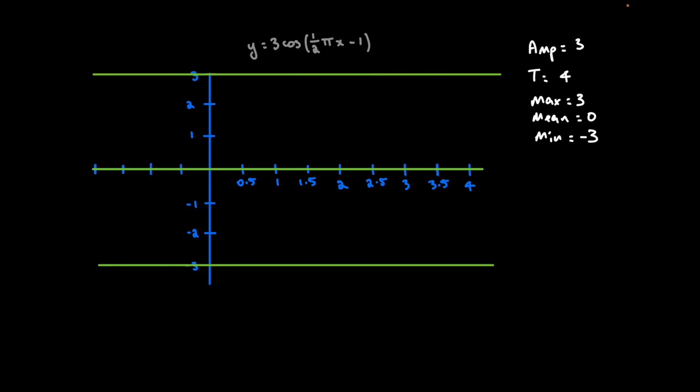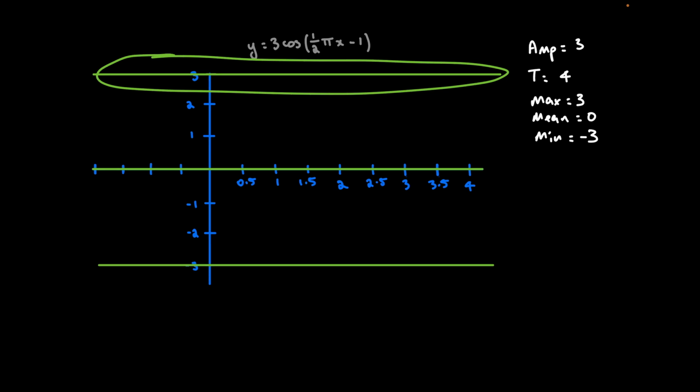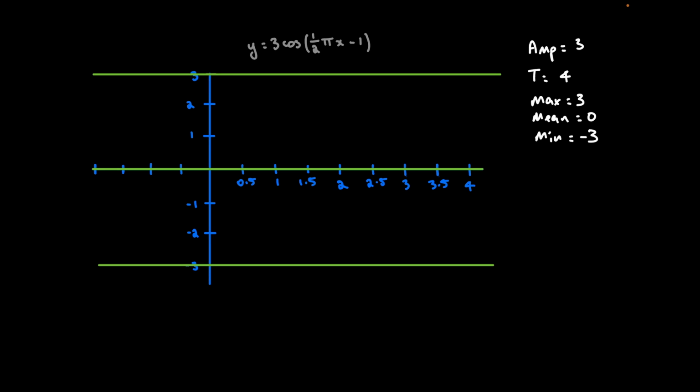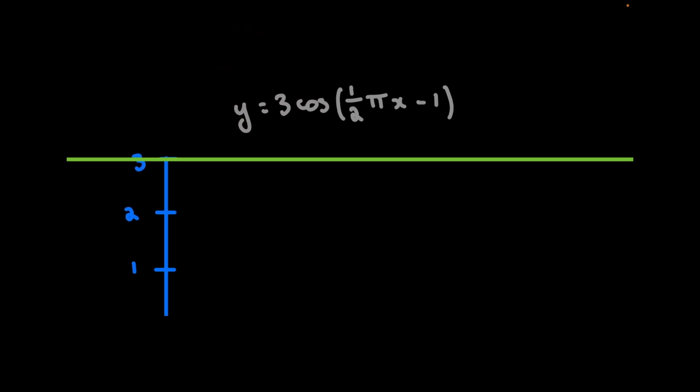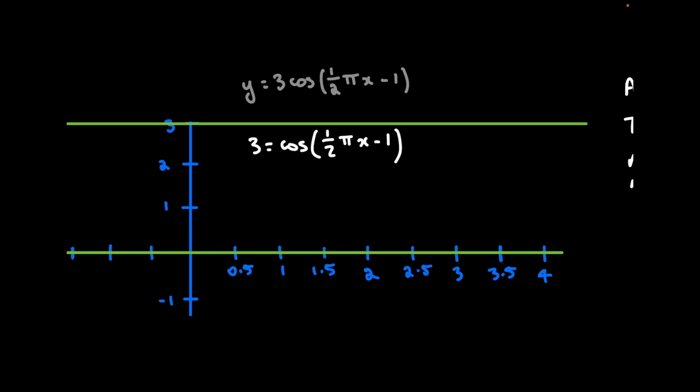So I'm going to plot a point somewhere on the maximum line here. But how do I know where I start on the maximum? Well, let us do one of two things. We can solve the equation, or we can use transformations. For this question, I'll just solve the equation for when y equals to 3. So if we solve this equation for when y equals to 3, 3 equals to 3 cosine of half pi x minus 1. I forgot the 3.